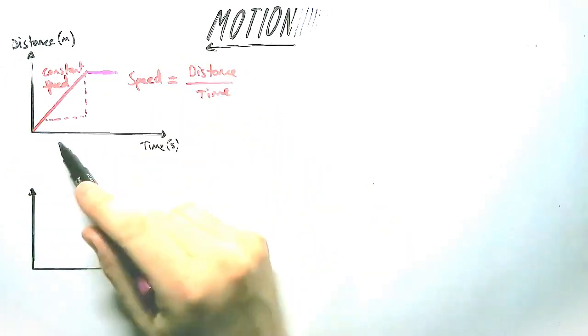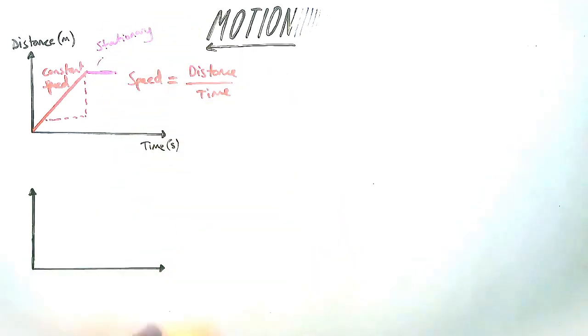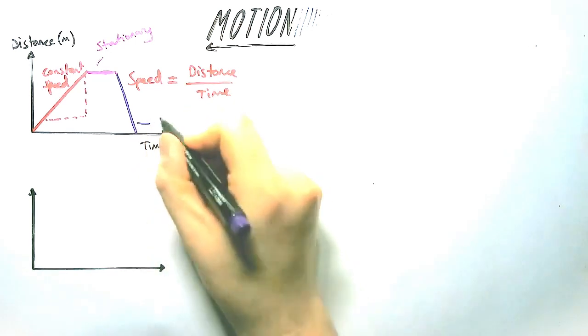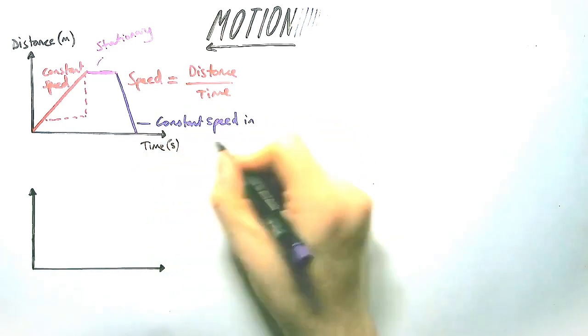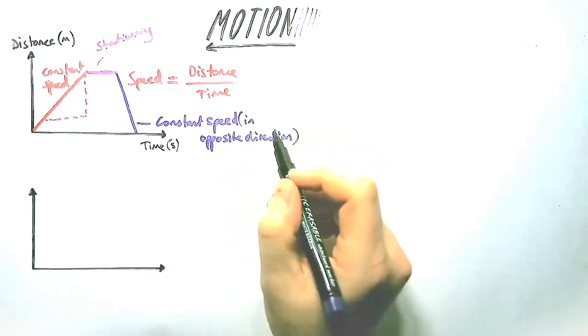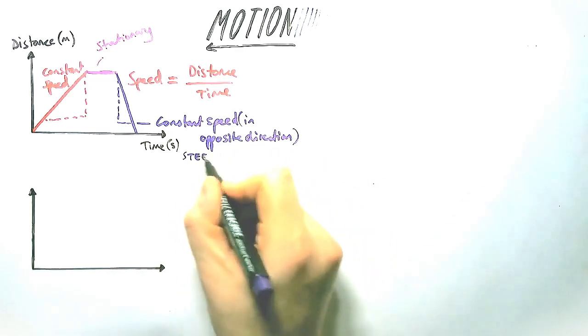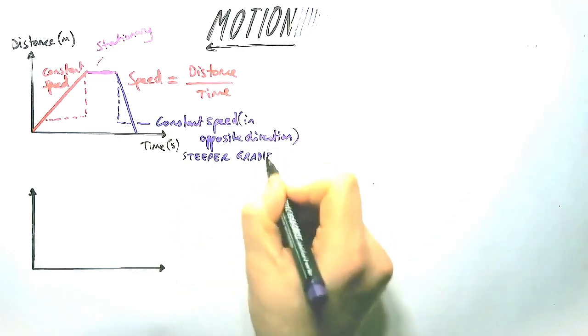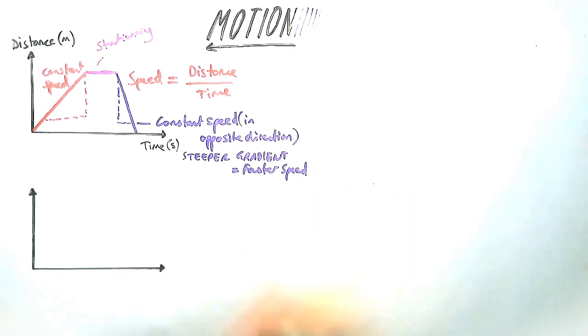If we then plot it as going horizontally, that indicates the car or the object is now stationary because its distance is not increasing. If we plot it coming back down towards the x-axis, that is another constant speed because it's the same straight line, but in the opposite direction because it's going downwards. It's also steeper than the original line, the line in red, so a steeper gradient indicates it's going faster or at a higher speed.